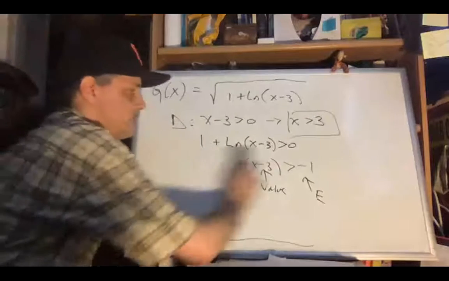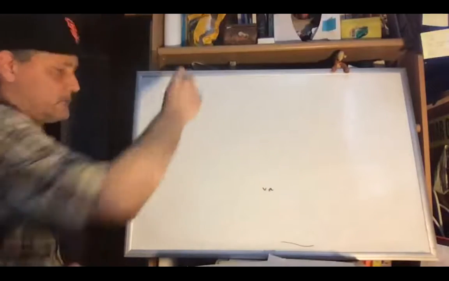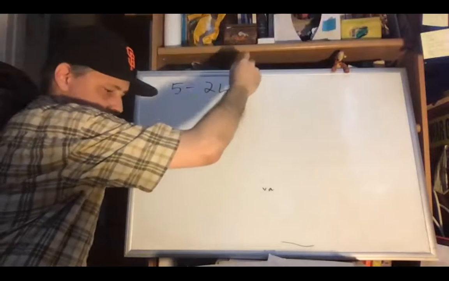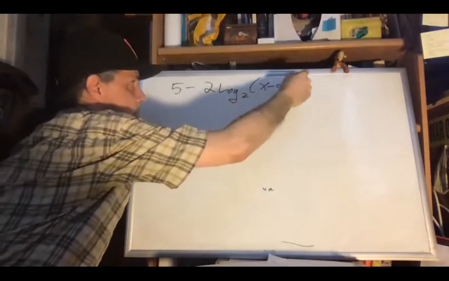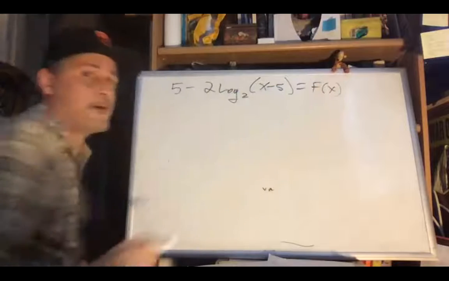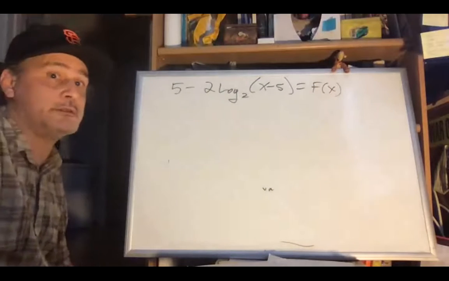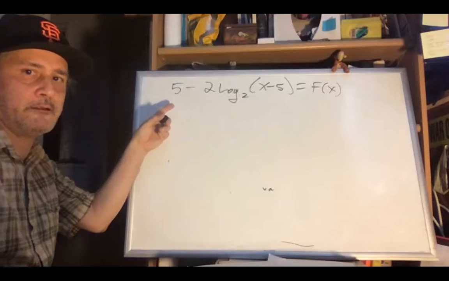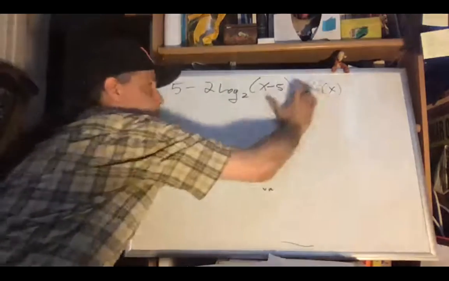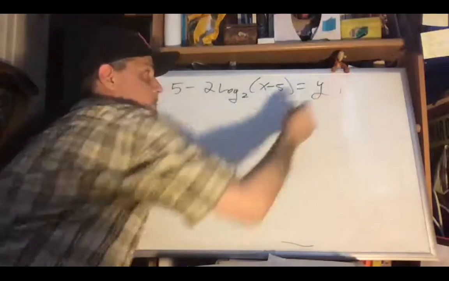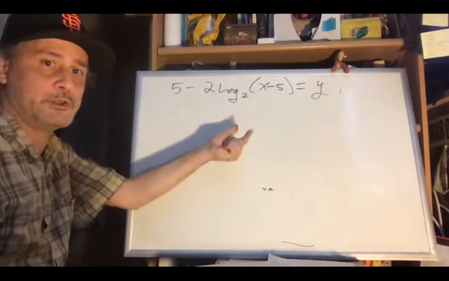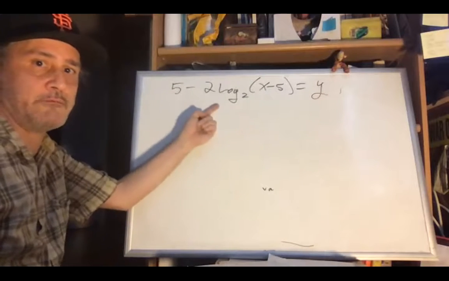Okay, so let's look at rearranging things. So let's say we had this. This is why we did those inverses a couple days ago, because we're going to have to be able to do that here, right? So what we're going to do is put this equal to y, and we're going to solve this for the log and then switch it to the exponential. So subtract 5, divide by negative 2.